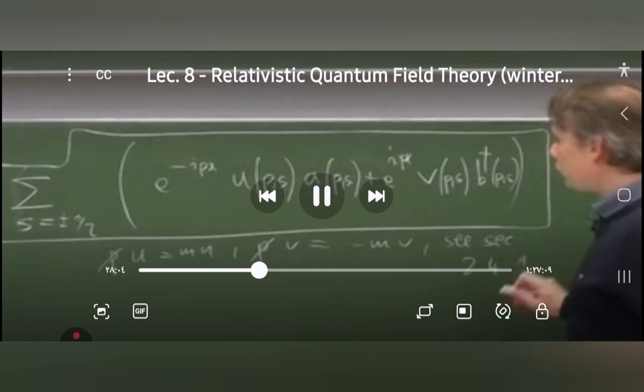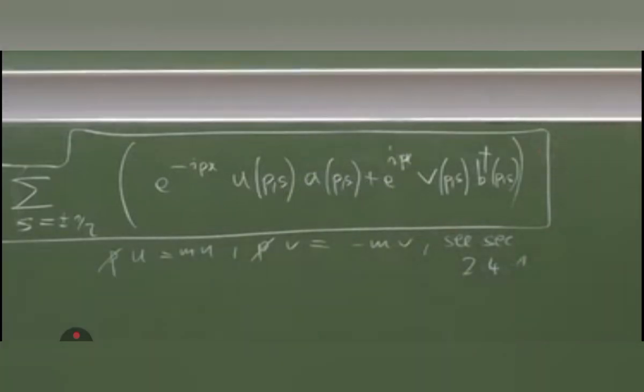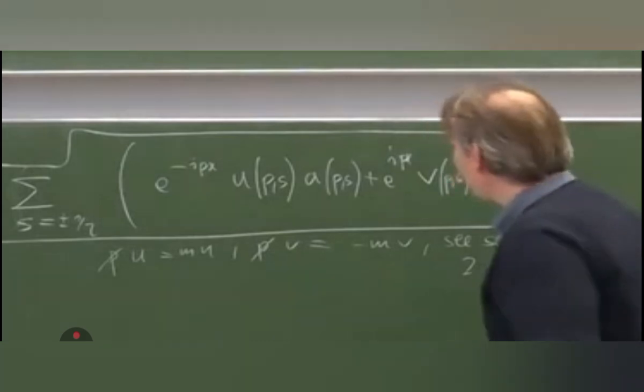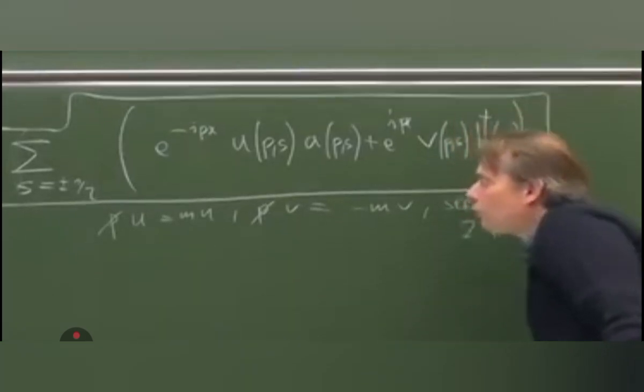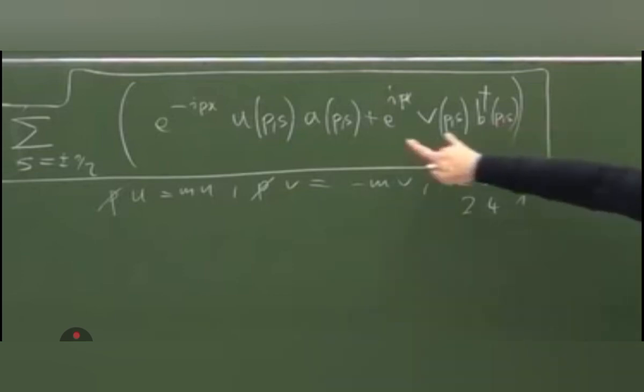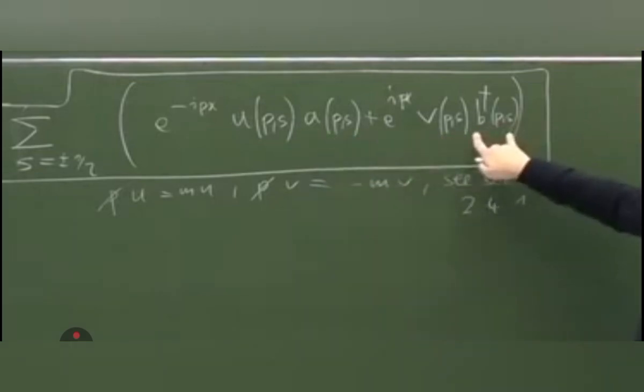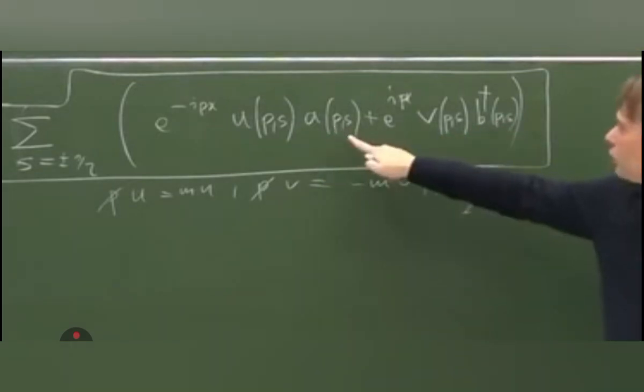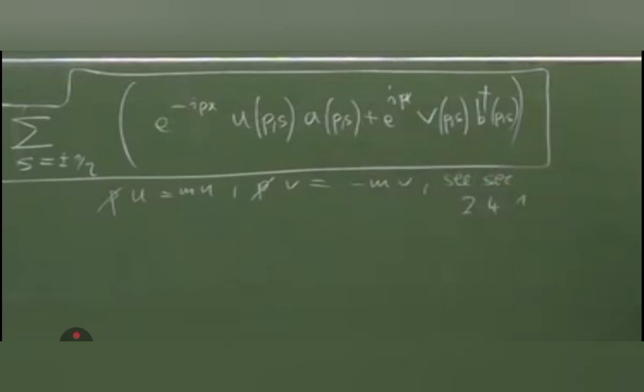One probably from last time. Good. That is our ansatz that solves the Dirac equation, and it depends on some so far unknown operators A of P, S and B of P, S. So one difference to the scalar field is already interesting.